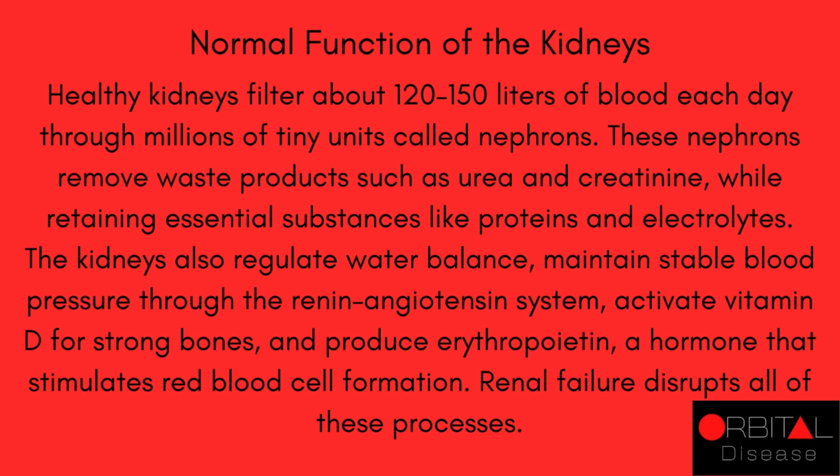Normal function of the kidneys. Healthy kidneys filter about 120 to 150 liters of blood each day through millions of tiny units called nephrons. These nephrons remove waste products such as urea and creatinine, while retaining essential substances like proteins and electrolytes. The kidneys also regulate water balance, maintain stable blood pressure through the renin-angiotensin system, activate vitamin D for strong bones, and produce erythropoietin, a hormone that stimulates red blood cell formation. Renal failure disrupts all of these processes.